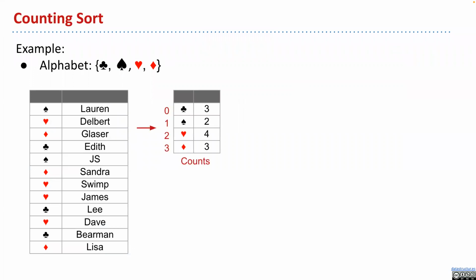So the first thing I'm going to do is count all the suits. I count 3 spades, 2 clubs, 4 hearts, 3 diamonds. Okay, that's the first thing.